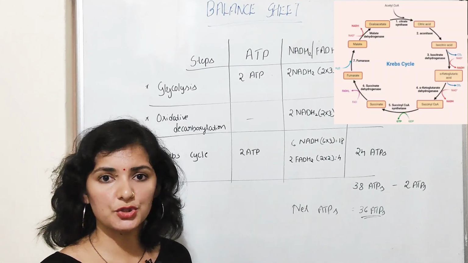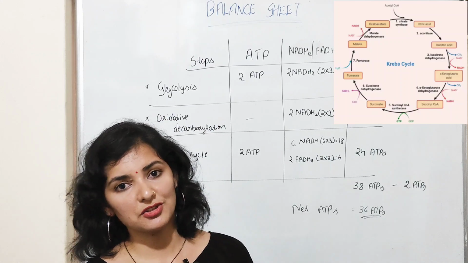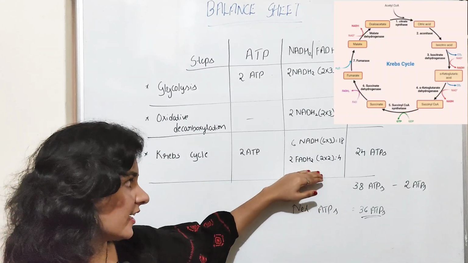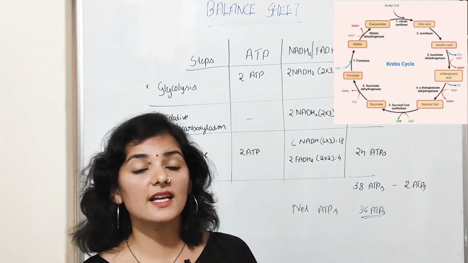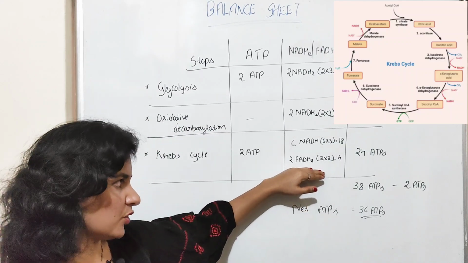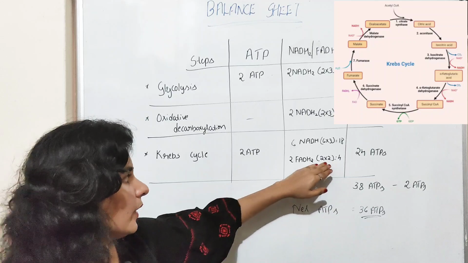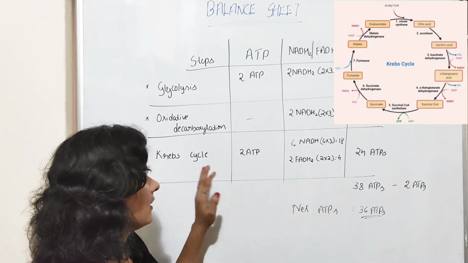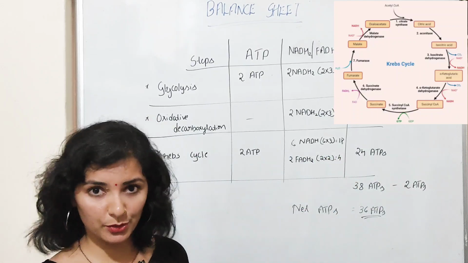Next is FADH2. FADH2 is produced in the Krebs cycle, during the conversion of succinate to fumarate, and that step takes place twice. That is why 2 FADH2 are produced, because 2 molecules of succinate are converted into 2 molecules of fumarate. Each FADH2 can produce 2 ATP. That's why 2 into 2, that is 4 ATP. So in total, in the Krebs cycle 2 plus 18 plus 4, that is 24 ATPs are produced.